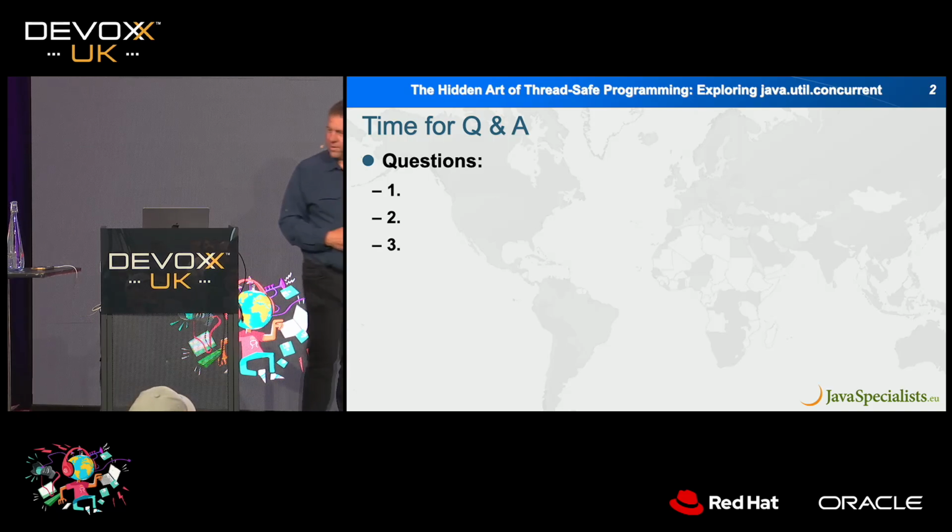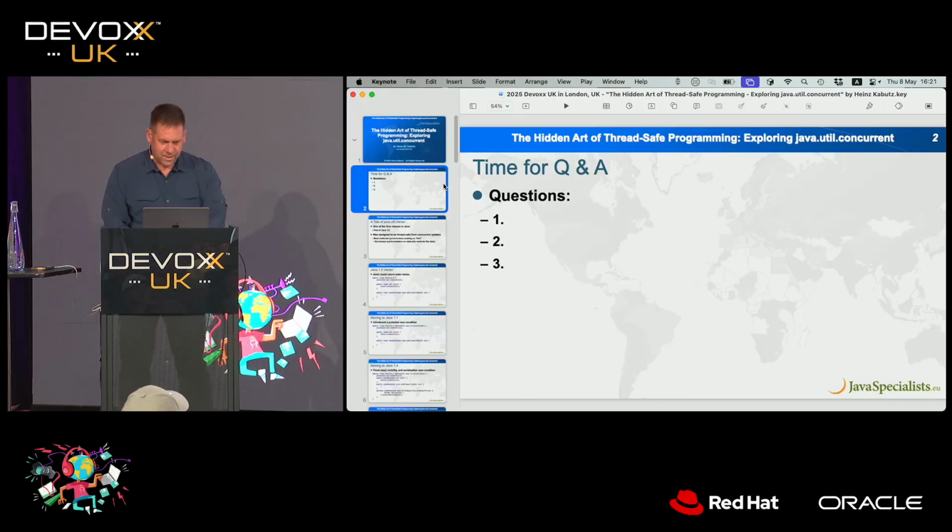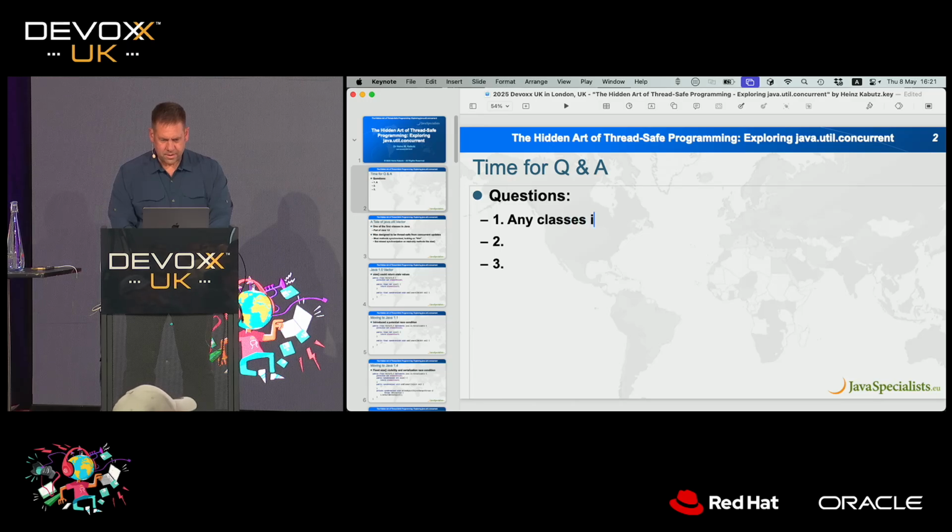Yeah, that's a really good one. A really good one. So let's add that. Any classes in java.util.Concurrent we should avoid like the plague.